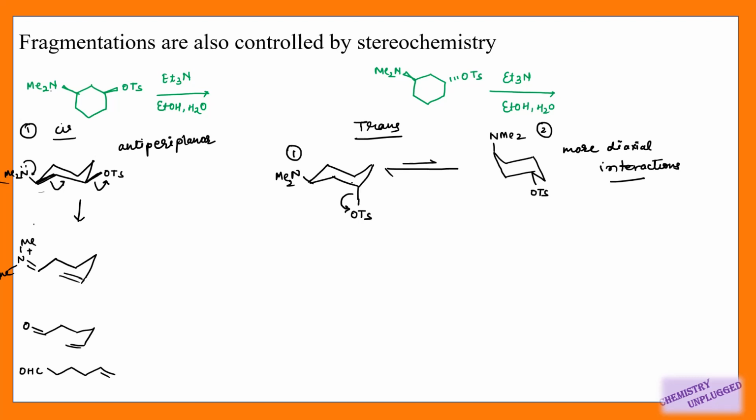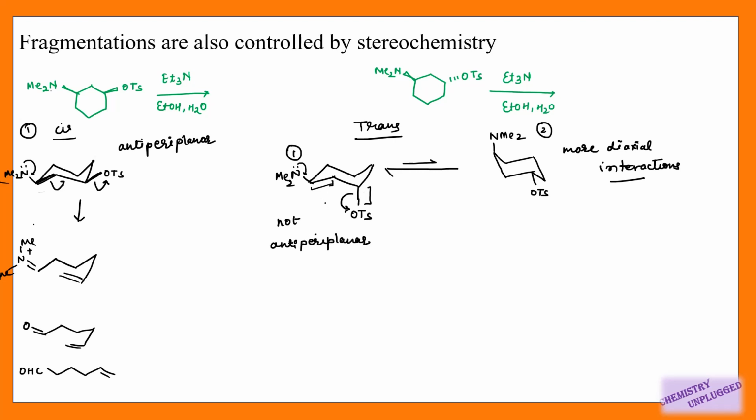And because this is acting as a sink and this nitrogen can provide electrons, in the previous example we have seen that this bond fragments and this tosylate is removed. But in this situation, this bond is not anti-periplanar to this leaving group bond. These two are not anti-periplanar to each other, so it is not possible. So this type of fragmentation is not possible in this case, right?